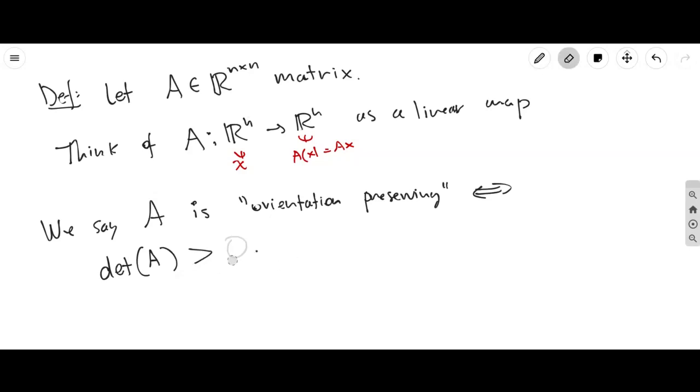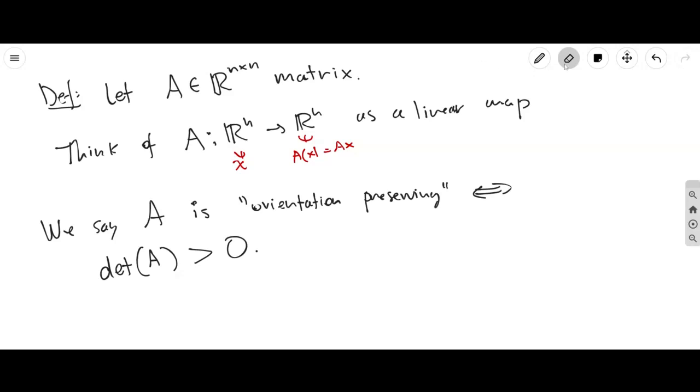If the determinant is negative, then you would say it reverses orientation. If the determinant is 0, then you just say it's a degenerate linear mapping. It maps the space to a smaller dimensional subspace. So then it would just be degenerate. It lowers dimension.